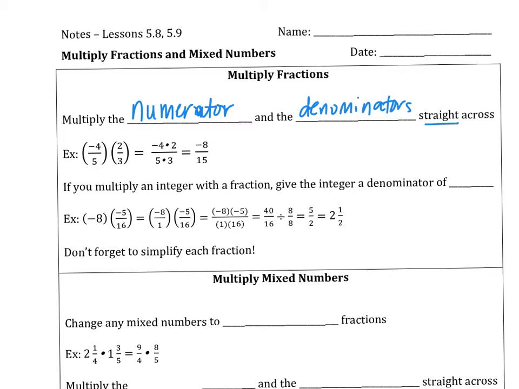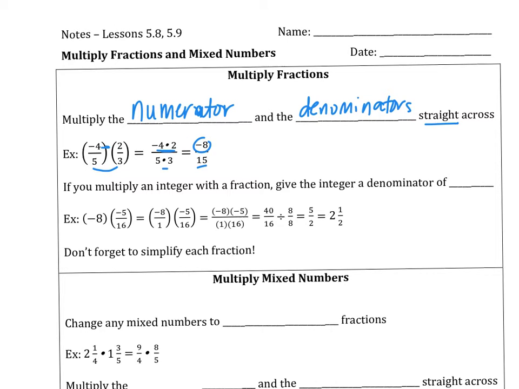Straight across. So I think it's actually easier to multiply fractions than adding or subtracting fractions. We usually think of multiplication as being harder, but in this case it isn't. All we do is take our numerators and multiply those straight across. So a negative 4 times a 2 is a negative 8, and then we multiply our denominators, 5 times 3, and that's 15. That's our answer.